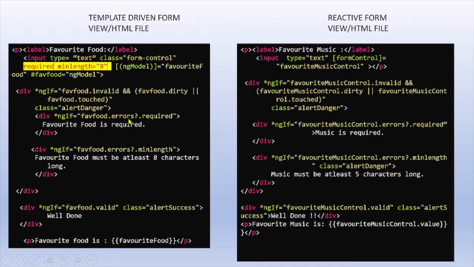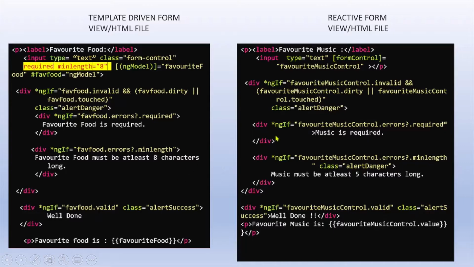Then we will check if the error is in terms of the required validation. Then we have a certain message displayed to the user. If it is in terms of minimum length, then we have another message displayed to the user. You know how the ngIf works, right? If on the other hand it is valid, right, then we give the user a different message. And of course, these classes are styling classes that we could use in our CSS file. Okay, so that's about the template-driven form view file.